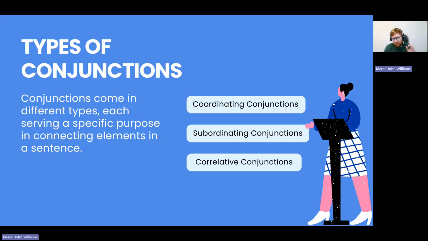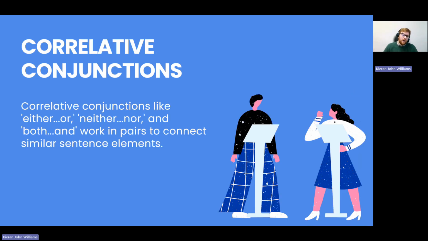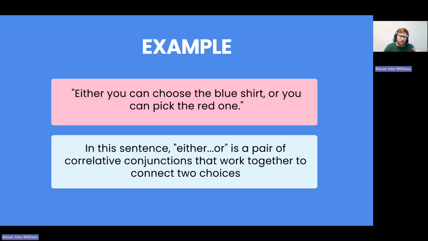Now today we're going to be having a look at correlative conjunctions. So if you don't know what that means, well, that's fine, because correlative conjunctions are those words, those combinations of words like either, or, neither, nor, or those other ones like both this and that. And usually they work in pairs to connect similar sentence elements. So maybe you don't know what that means, you're still not sure, so let's have a look at an example.